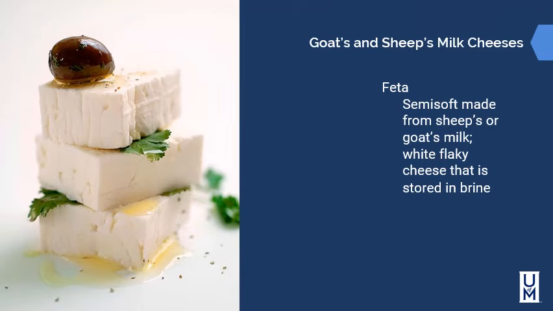Feta is probably one of the most well-known of the sheep's milk cheeses. It's a semi-soft cheese made from sheep's or goat's milk. It's a white, flaky cheese that is stored in a brine of salt water.